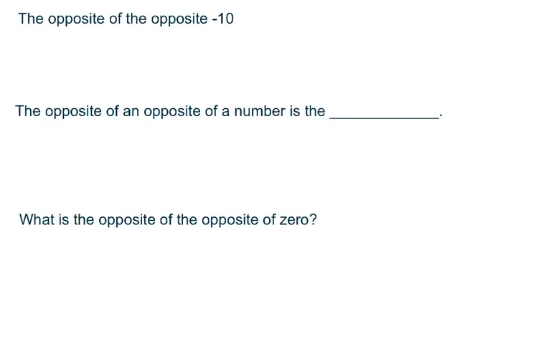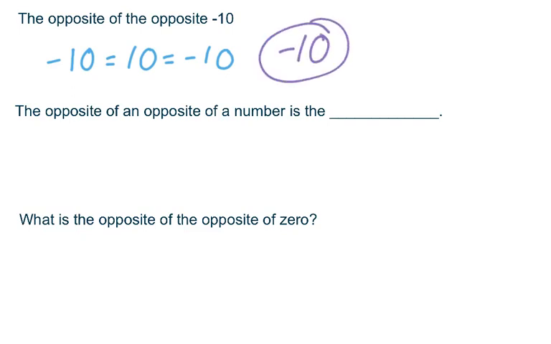Let's practice. The opposite of the opposite of negative 10 is, so we know that the opposite of negative 10 would be equal to positive 10. So the opposite of positive 10 would be negative 10. So the opposite of the opposite of negative 10 is negative 10. The opposite of the opposite of a number is the original number.